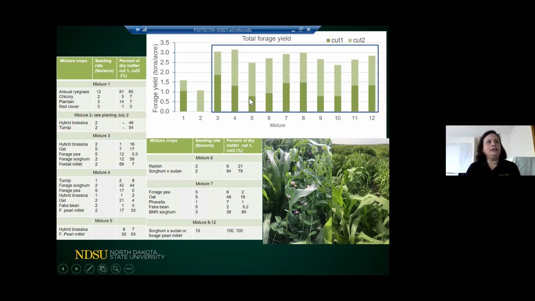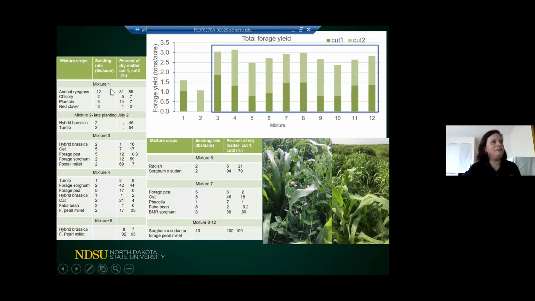And here you can see yield. We had 2 cuts in the summer. This was planted the first week of June, right? For the different mixtures, you can see that except for mixture 1 and 2, and I'll explain more about them, all the mixes, didn't matter what crop or how much seed they have, are not different in yield to the monocultures of sorghum. And then the second cut, we had some that produced a little more and they regrew, but they still weren't significantly different.